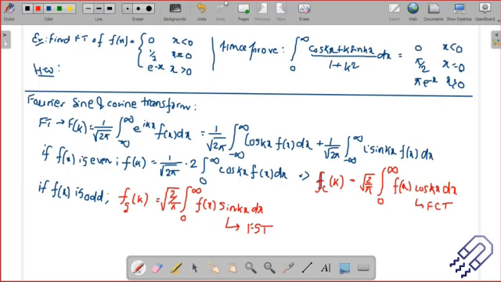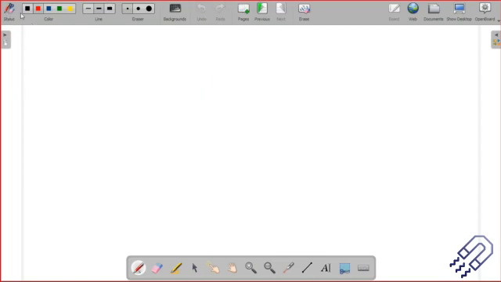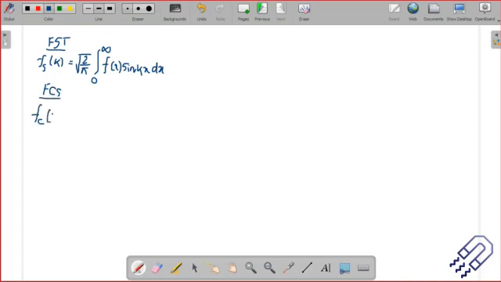Okay, so with this I will try to list down the terms here, which is important. So Fourier sine transform. Please remember these, it is important. FS(k) is equal to root over of 2 by pi into integration 0 to infinity f(x) sine of kx dx. Okay, and then if you take the cosine term FC(k).